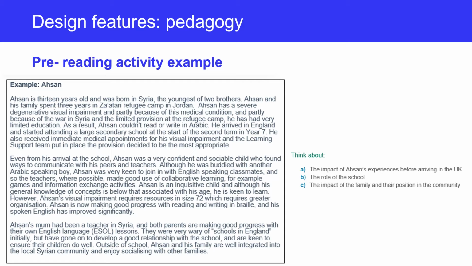So then this is an example of one of the vignettes. On the left, you have a description of a learner, and on the right, you've got the prompts to help trainees think about parts of that vignette. For example, in this case, the experiences of the learner before arriving in the UK, the role of the school, the impact of the family, and their position in the community.